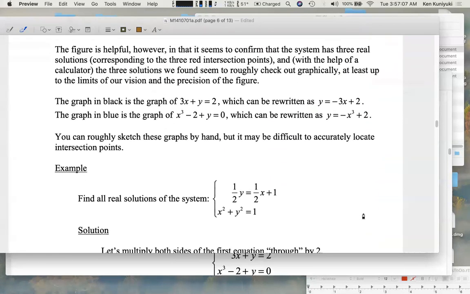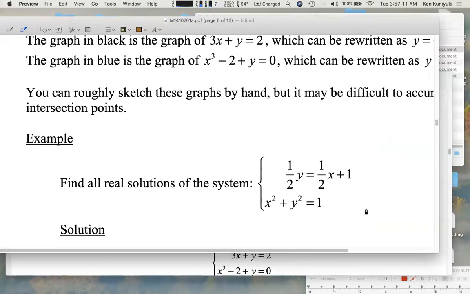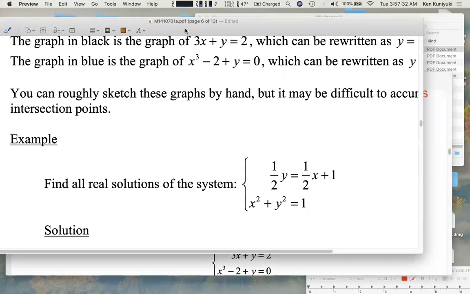Okay, let's consider this example. And if you do a decent job of graphing, so be reasonably careful, reasonably accurate, then you should be able to figure this one out just graphically. Find all real solutions of the system: 1/2 y equals 1/2 x plus 1, and x squared plus y squared equals 1. First of all, a lesson.